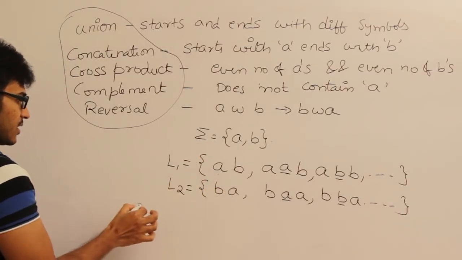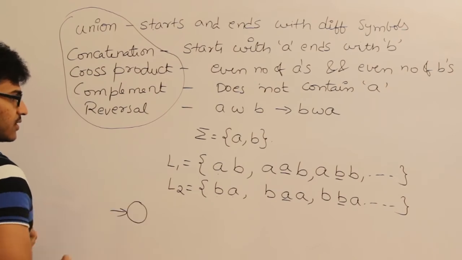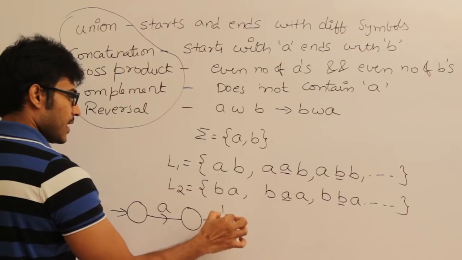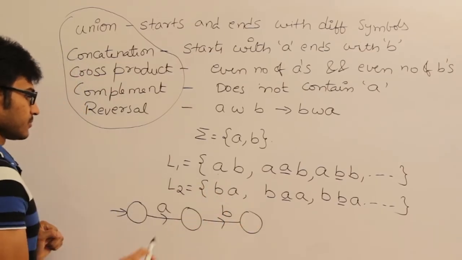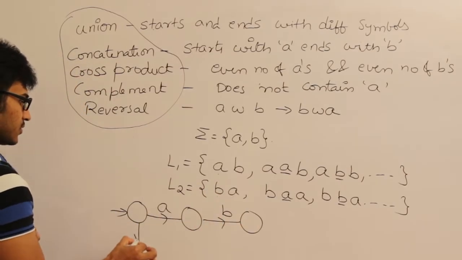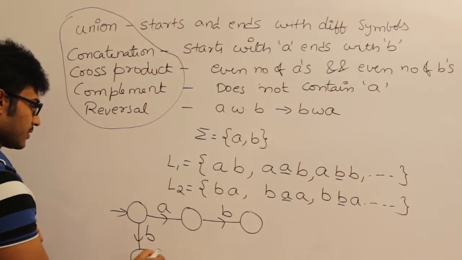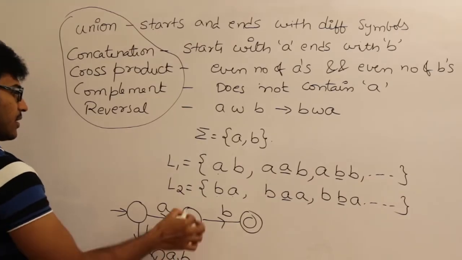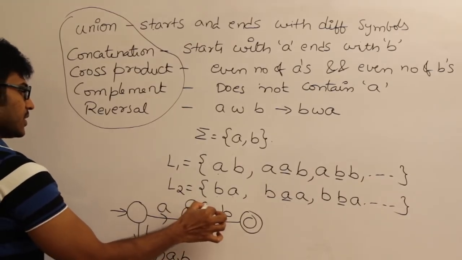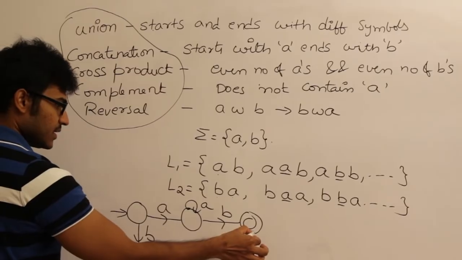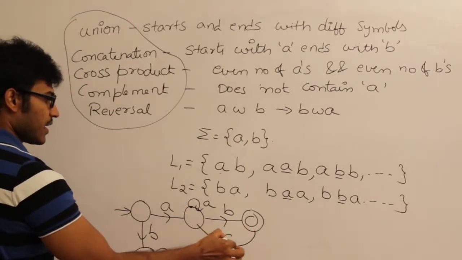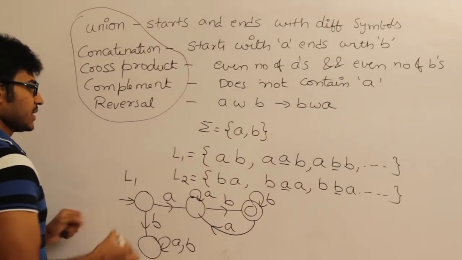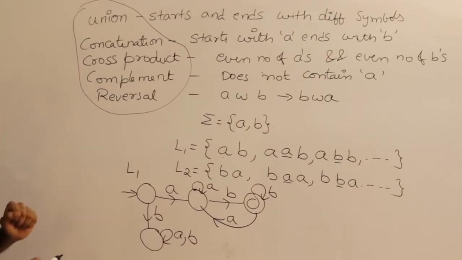So you can do it this way. Construct the one for starting with A and ending with B. If it starts with B, I am going to kill it, and it can contain any number of A's in the middle. If it sees any A, it comes back and waits for a B. So this one is representing L1.